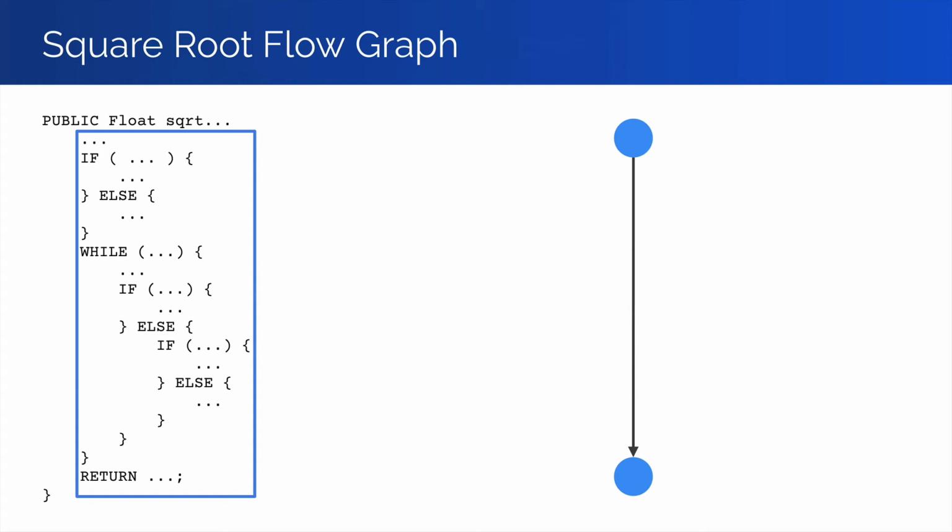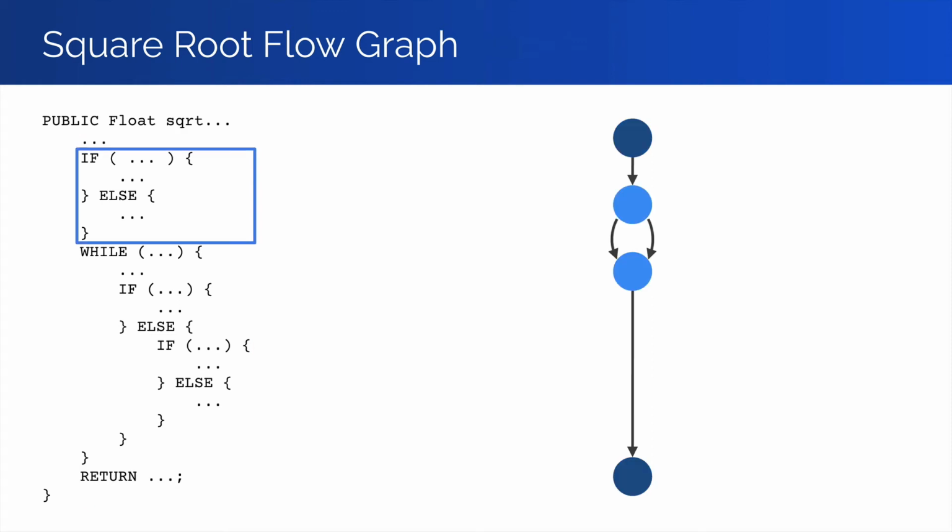Now let's look at adding that first if-else statement to the code. We do this by adding 2 nodes with 2 edges between them. One edge for true and one edge for false. If we stopped here and did not include the while loop in our code, the cyclomatic complexity of this code would be 2, because there are 2 distinct paths through the code. One that chooses the true branch of the if statement, and one that chooses the false branch.